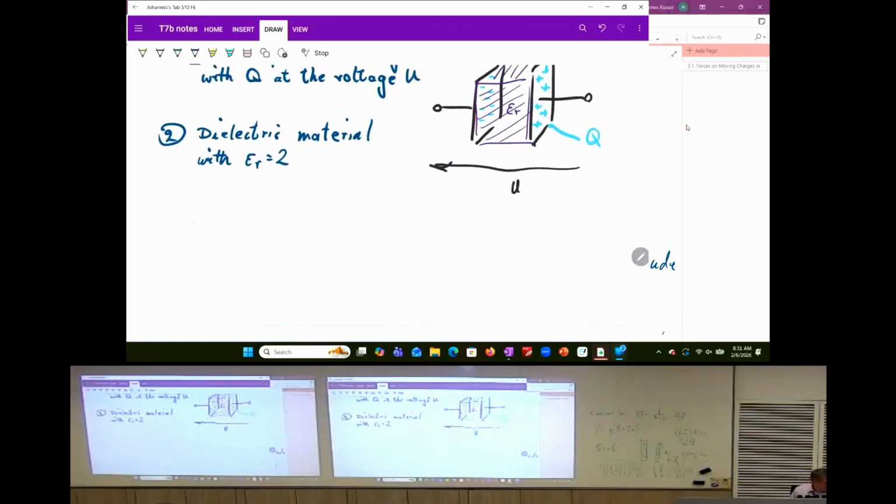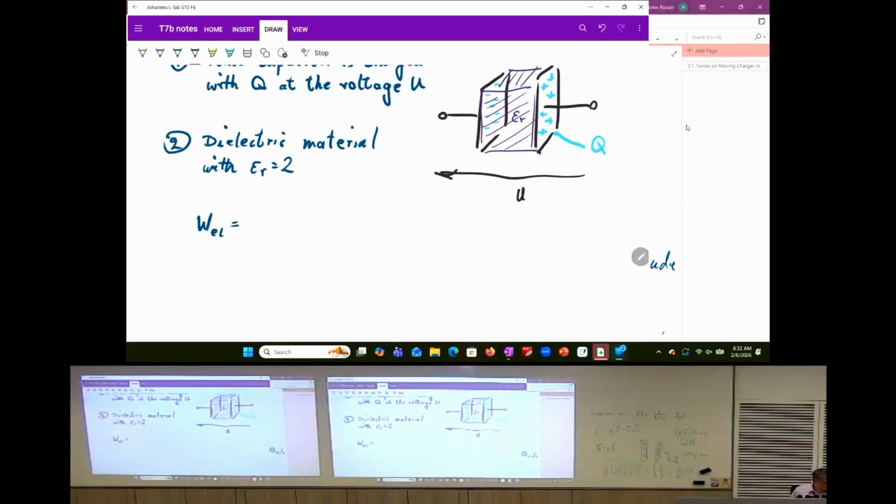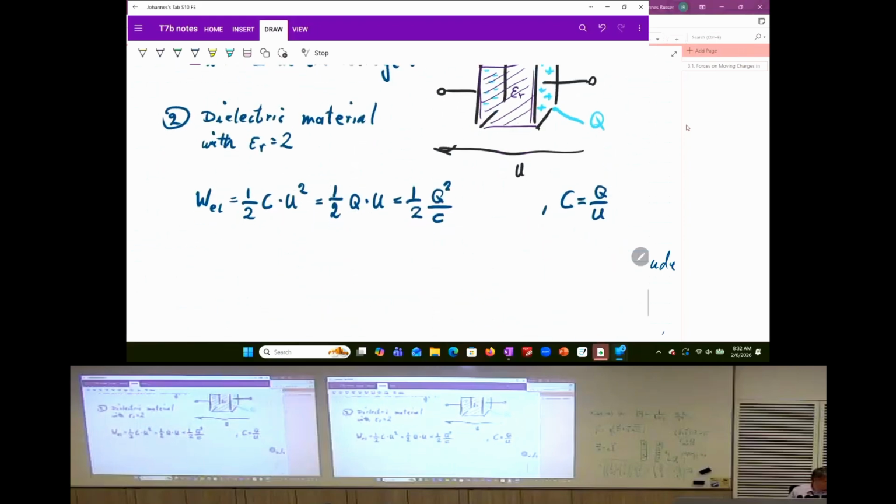So what is the electric energy that you have? We said in the parallel plate capacitor, but also actually in general in any capacitor, the electric energy is 1/2 C times U squared, or you can also write it as 1/2 Q times U, simply because C gives the relation between Q and U. So you insert here for C Q divided by U. So you will have 1/2 Q times U, or the other way you can express it is you replace the U by Q over C, then you would have Q squared over C. So this is the energy in your capacitor.